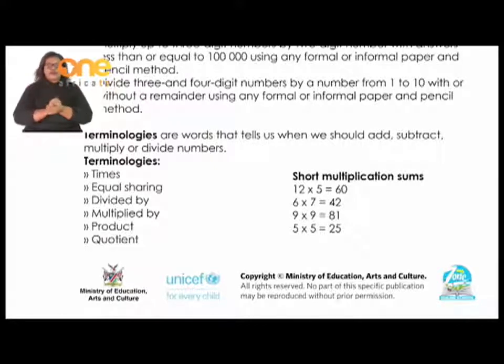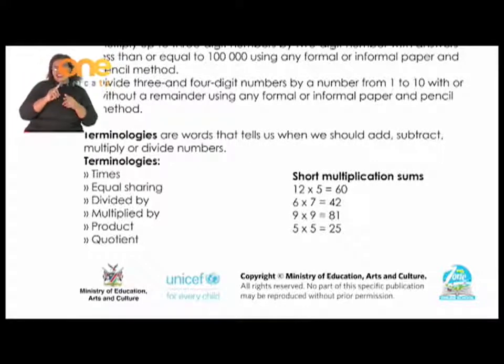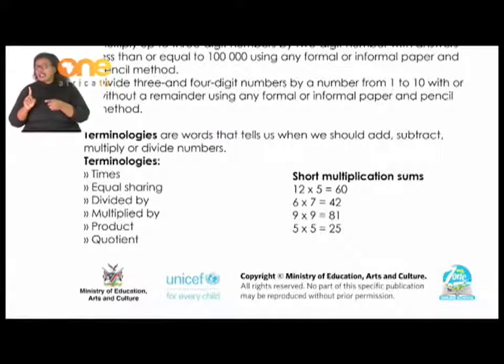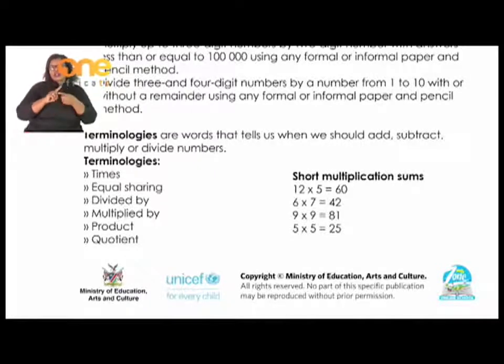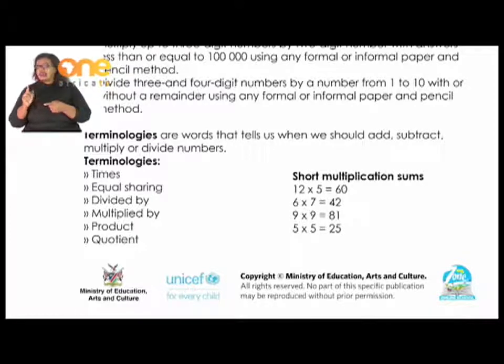Okay, we have a short multiplication sums here. For example, 12 times 5. What is our answer? 60. 6 times 7. What is the answer? 42. 9 times 9. What is our answer? 81. And 5 times 5, which is equal to 25.